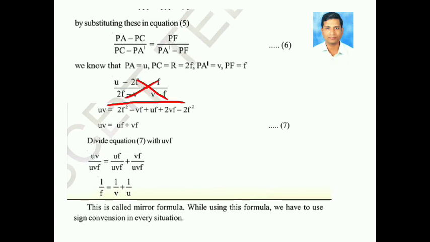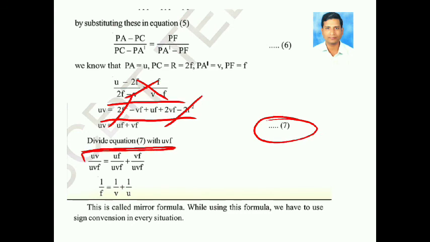Cross multiply, we get uv is equal to 2f square minus uf minus vf plus uf plus 2vf minus 2f square. Therefore minus 2f square plus 2f square will get cancelled, and we have the term uv is equal to uf plus vf. This is equation number 7.